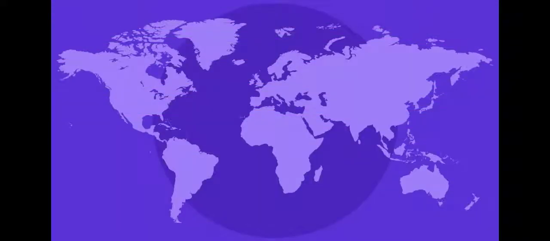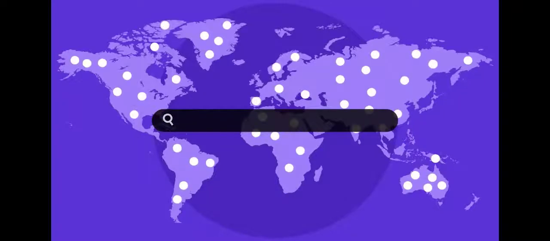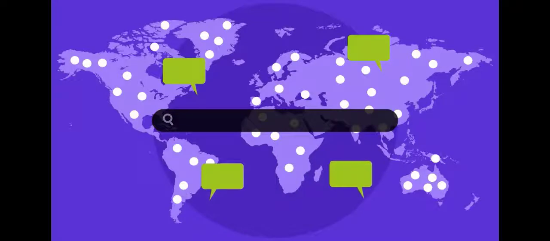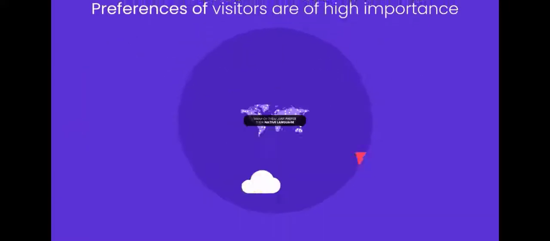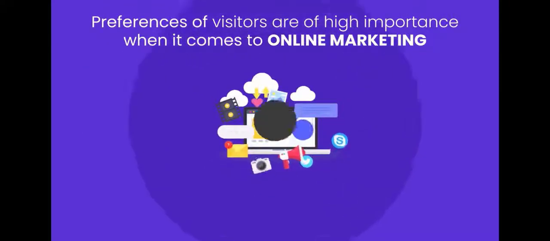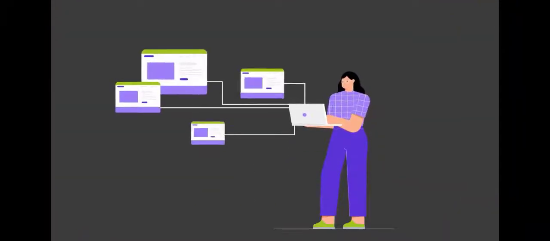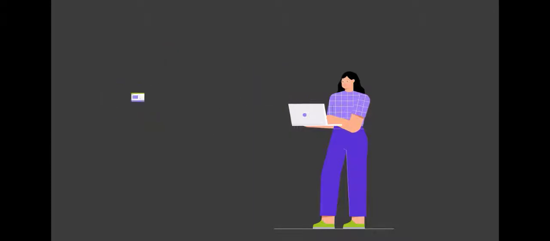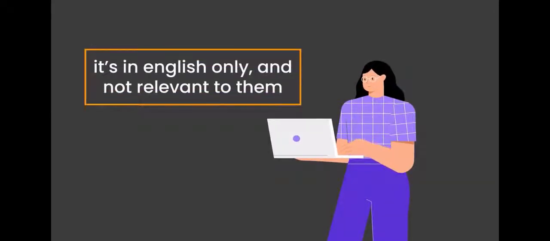So here's what happens on average. Over 80% of your traffic that you'll get on your page is worldwide traffic, many of which are not English speakers or not good English speakers. Plus, many of them just prefer their native language. Preferences of visitors are of high importance when it comes to online marketing. So when they get to your page or video, two very bad things happen. The first is that they abandon the page immediately because it's English only and not relevant to them.